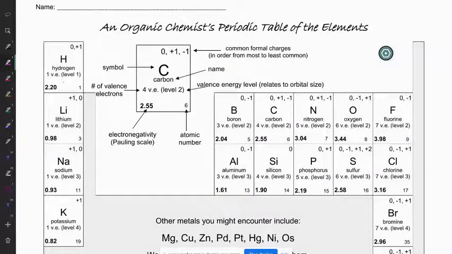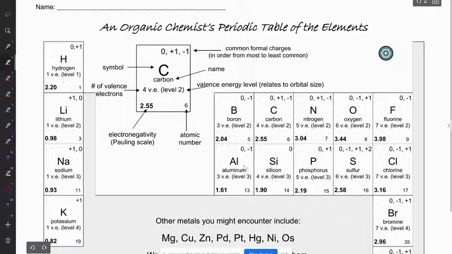Okay, I'm going to give you a quick overview of this periodic table that you've got for organic chemistry, what each part means, when it's going to be relevant to us. So first of all, you'll notice this periodic table looks a little different from a typical periodic table, and that's because I've taken out the elements that we're not going to use in this course.